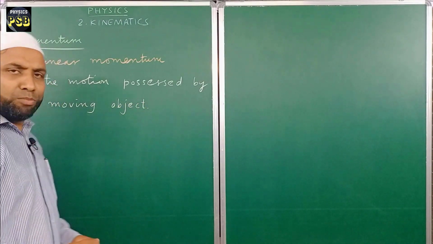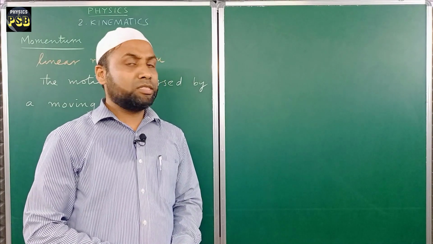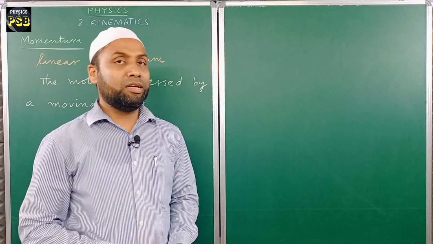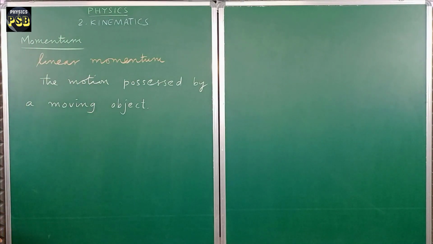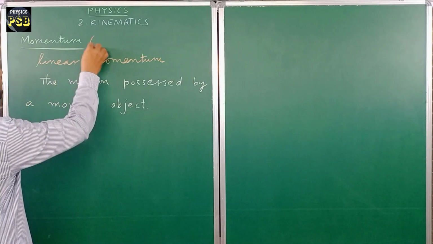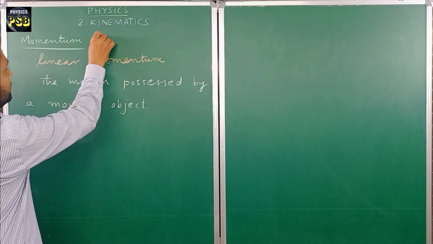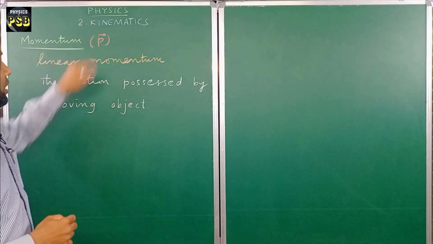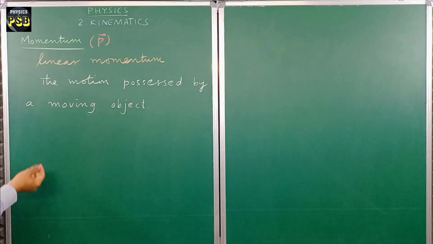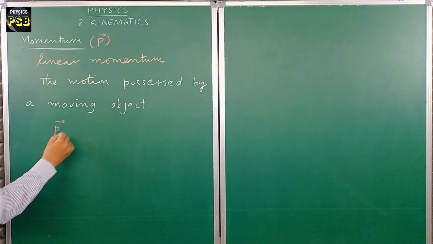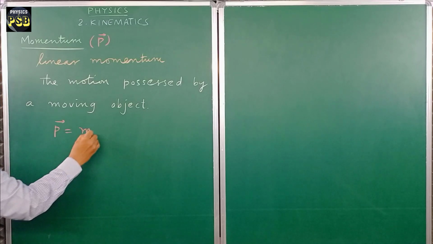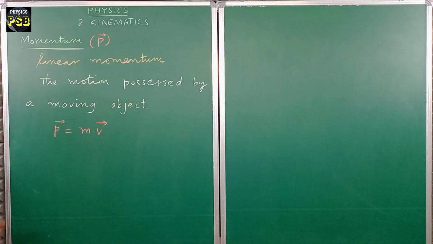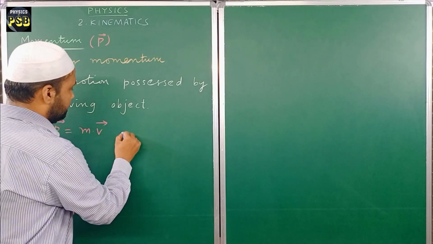If you go through physics books, you may come across the definition of momentum in another way. It is also defined as the product of mass and velocity. And how do we denote it? Momentum is denoted by letter P. Being a vector quantity, it is represented by an arrow mark on it. So momentum is a product of mass and velocity. It is a vector quantity.